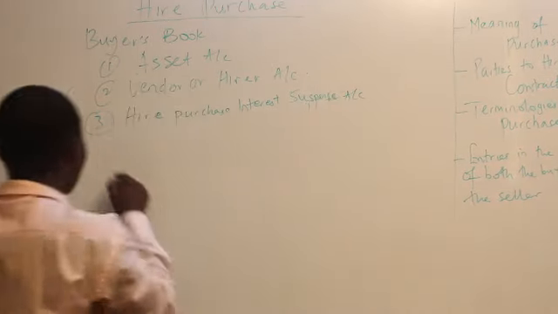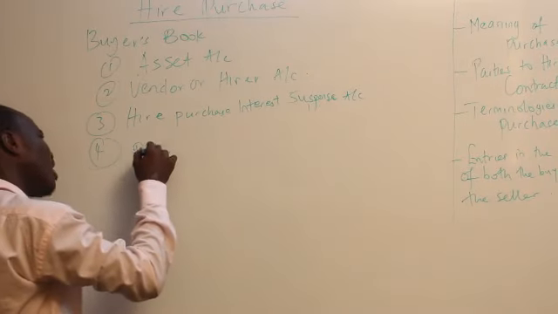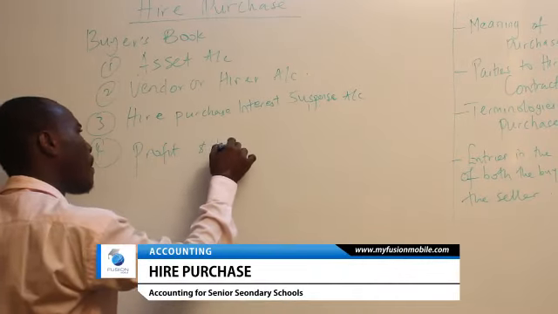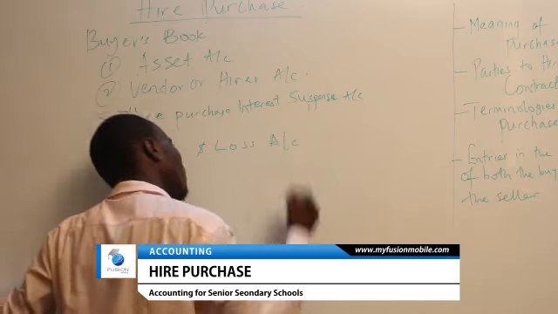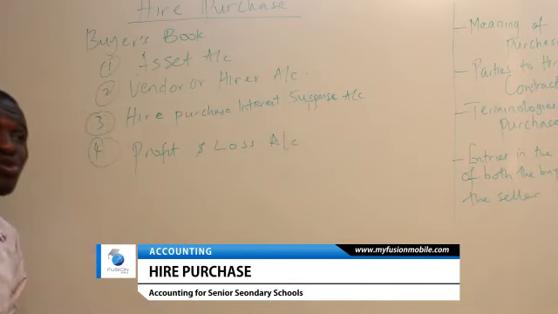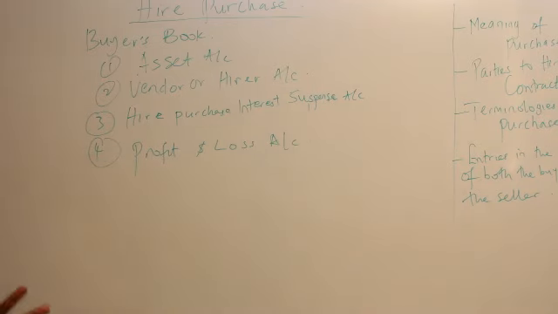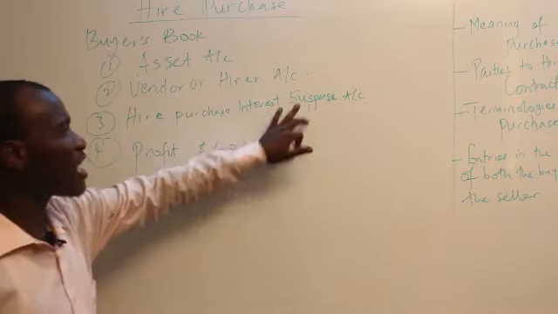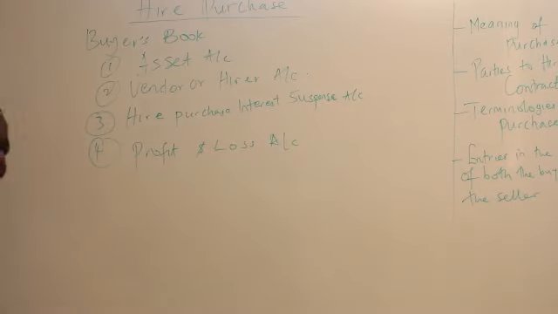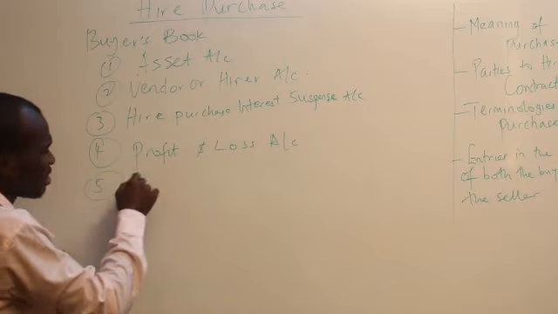Then the next account, the last one to be opened, is the profit and loss account. So in the books of the buyer, we have to know these accounts will be opened. The buyer is going to open the asset account, that is, assets bought on hire purchase. You're going to open the vendor or HP account, and also the hire purchase interest suspense account. Thereafter, you open the P&L account, that is, the profit and loss account. You can also record that in the balance sheet.